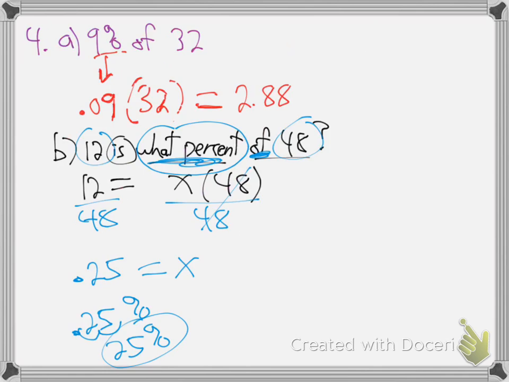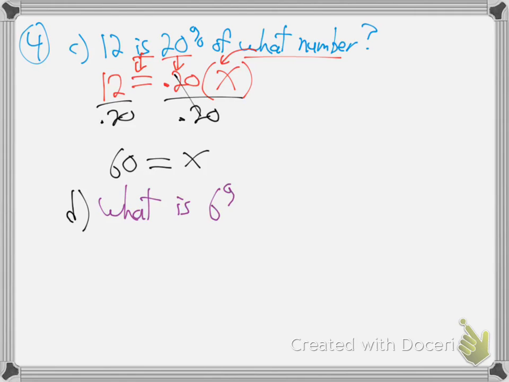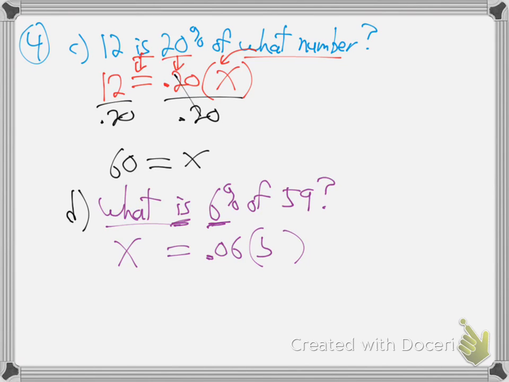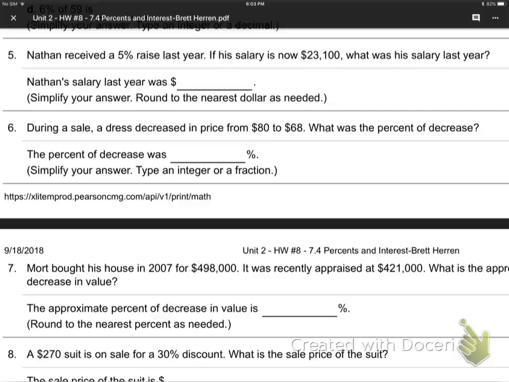What was it? 6% of 59? Let's take it directly as it comes. What x is equal to 6%, 0.06, of 59 times 59. So multiply that, we get 3.54.